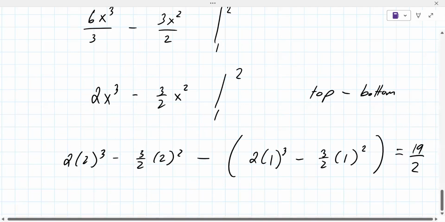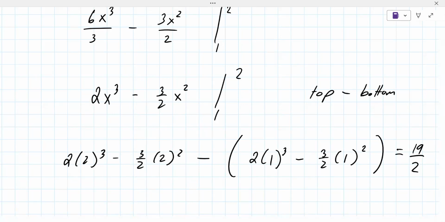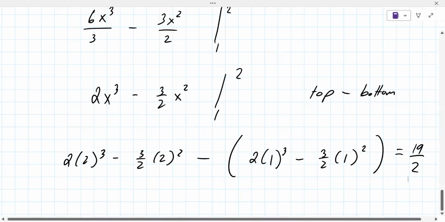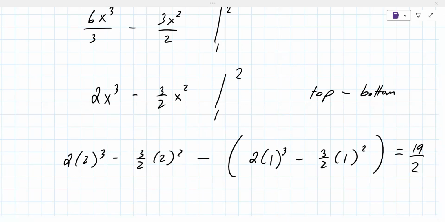So this is not uncommon to get traditional answers. Really is not. You need to be comfortable with that. You might want to do the calculations a couple of times just to trust yourself that you've done it right.